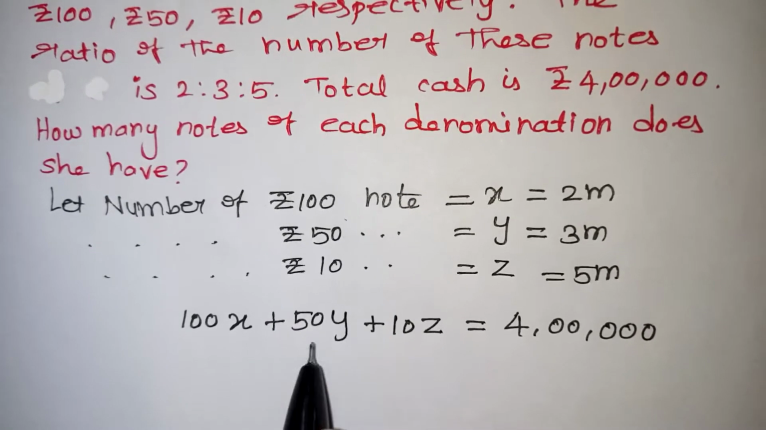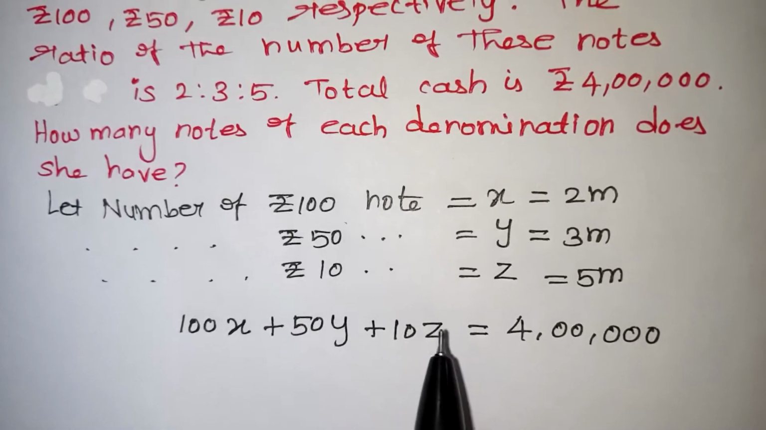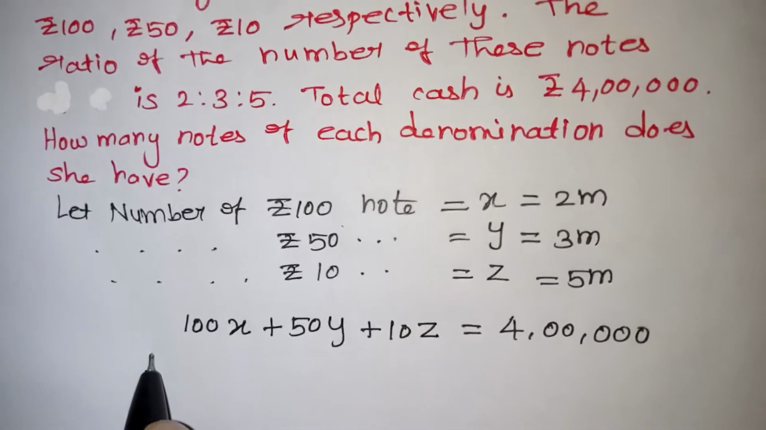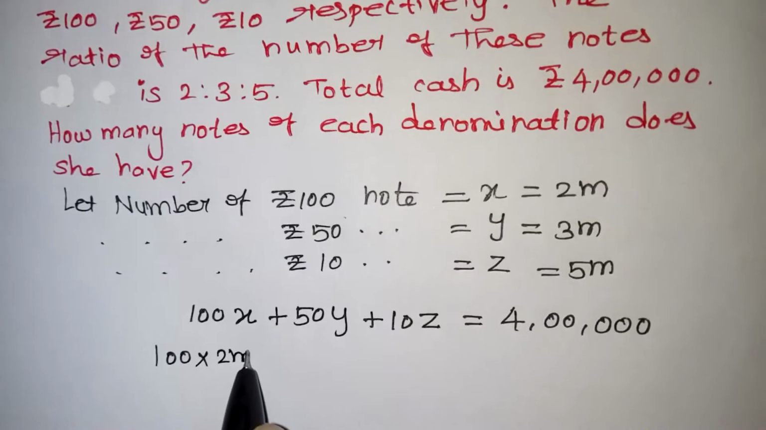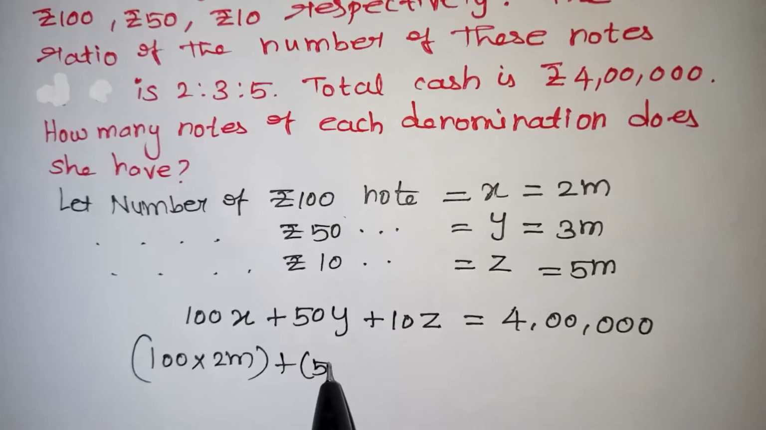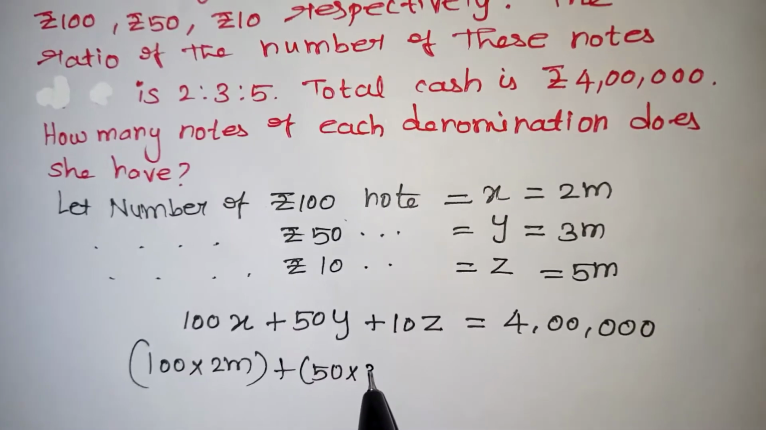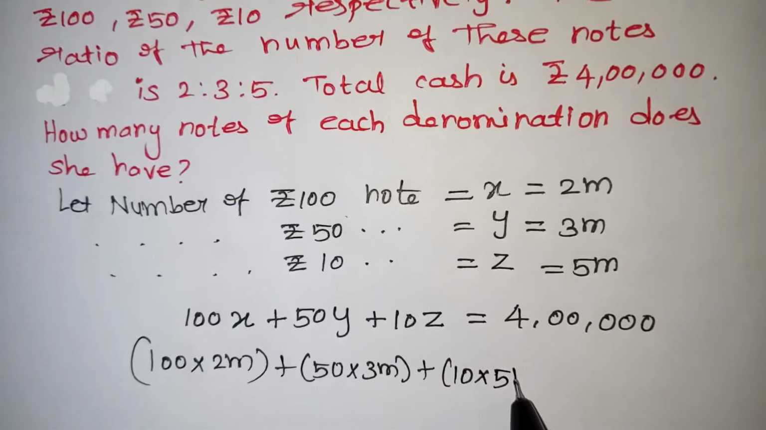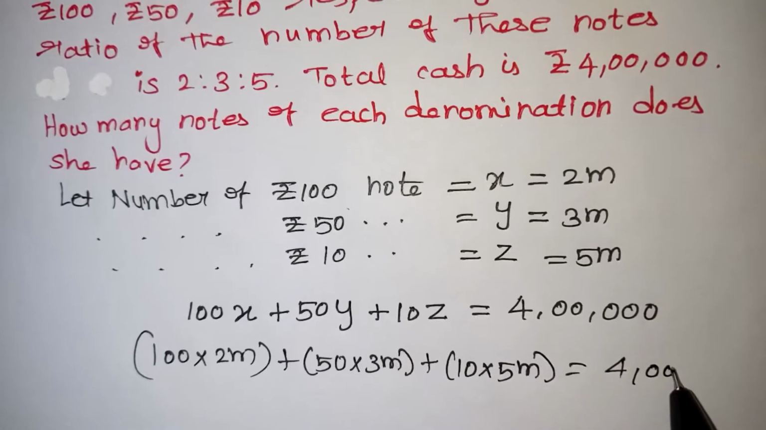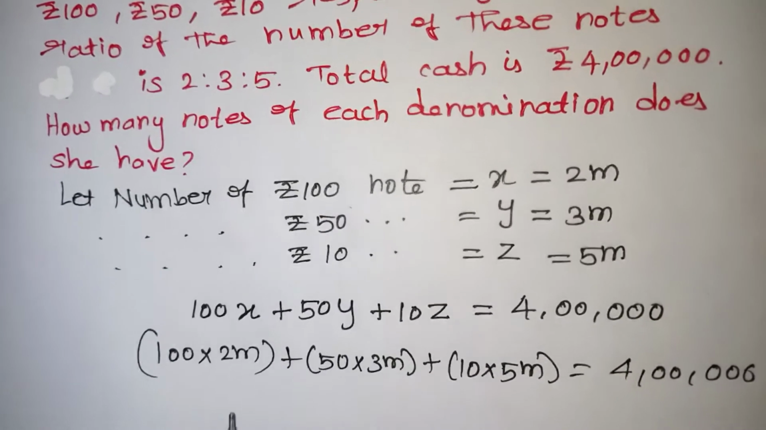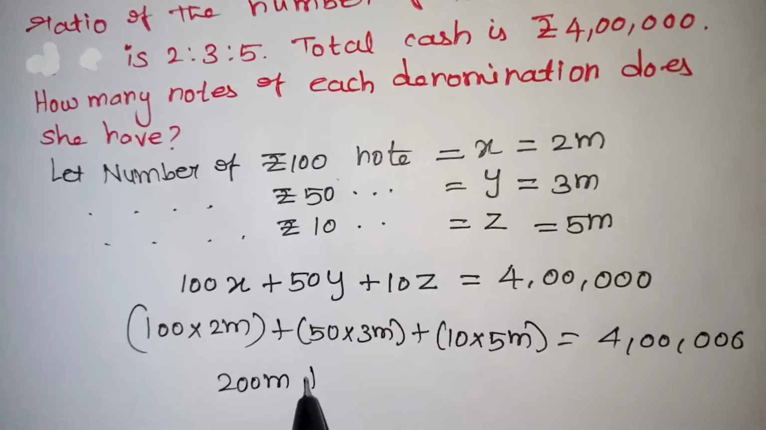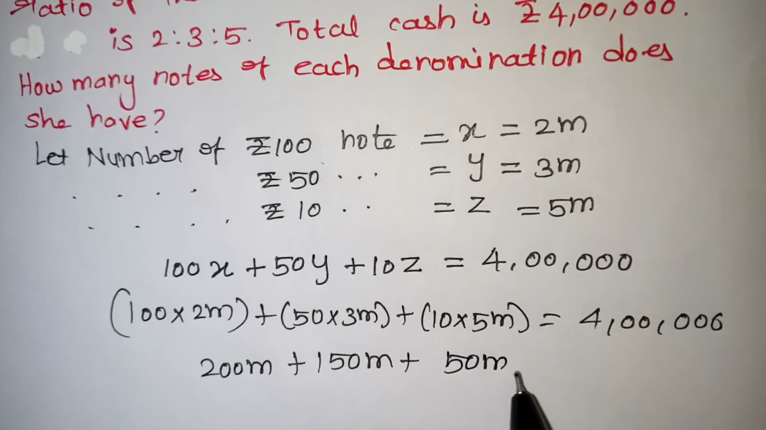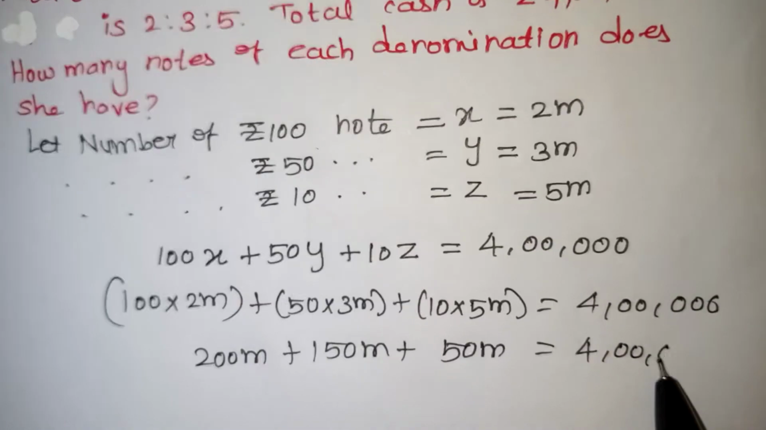We cannot find the value of this one, so we need to make it into the same variable. That's why ratios are given to us. So X I am going to replace by 2m. So 100 multiplied by 2m we should write, plus 50 into, in the place of Y we have to take 3m, plus 10 into Z. In the place of Z I have to take 5m, which is equal to 4 lakh. So 100 twos are 200m, plus 50 threes are 150m, plus 10 fives are 50m, which is equal to the same 4 lakh.